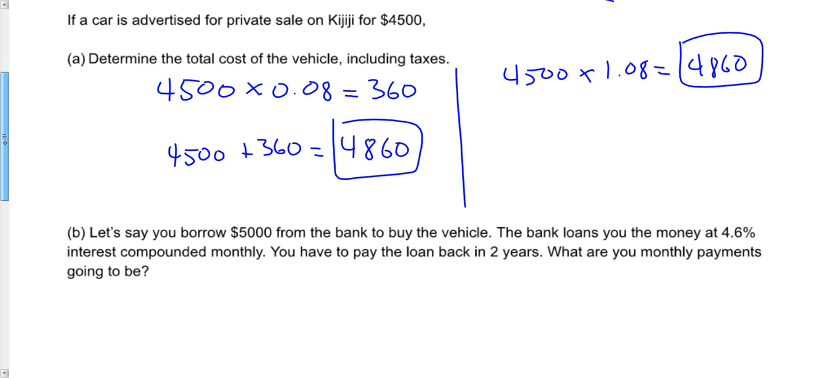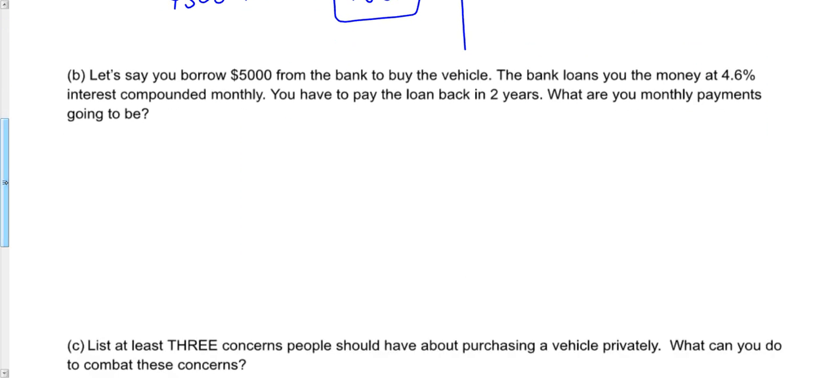Now, let's say, for example, that you want to borrow $5,000 from the bank to buy a vehicle. Okay, and the bank's going to loan you the money at 4.6% interest compounded monthly, and you have to pay the loan back in 2 years. Okay, so what are your monthly payments going to be?